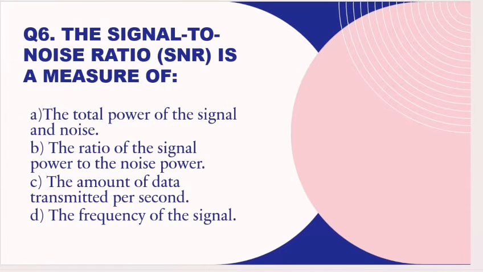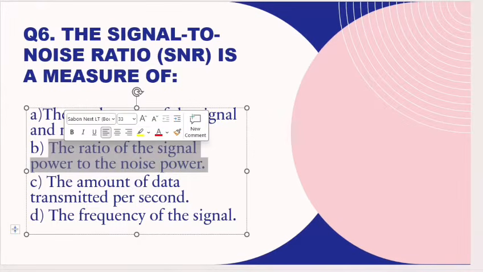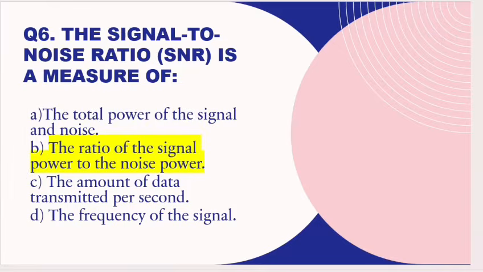Moving on to question number sixth, the signal to noise ratio (SNR) is the measure of option A, the total power of the signal. Option B, the ratio of signal power to the noise power. Option C, the amount of data transmitted per second. Option D, the frequency of the signal. I hope you all guessed the answer right. So the correct answer for this question is option B, the ratio of the signal power to the noise power.